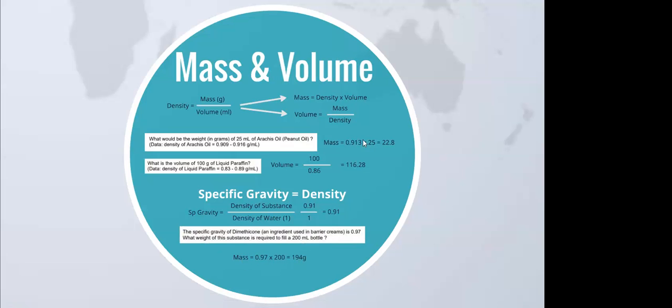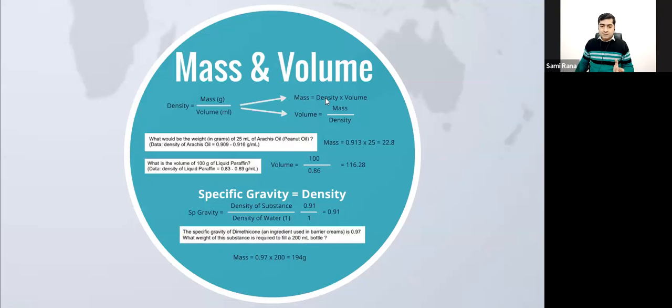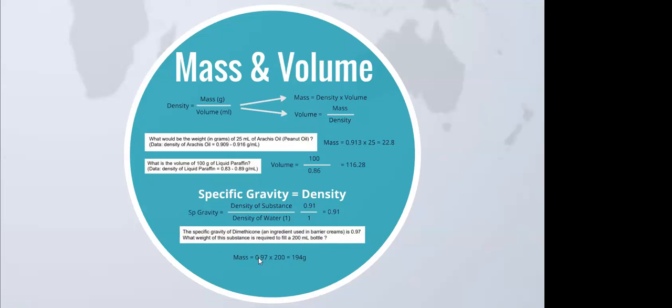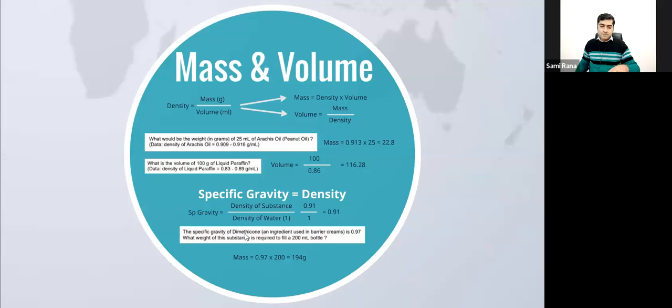So this formula came from here that says mass is equal to density into volume. In here 0.97 was given to us as specific gravity, but we have converted it into density because we know that specific gravity is equal to density. So this was one concept of conversion between mass and volume.